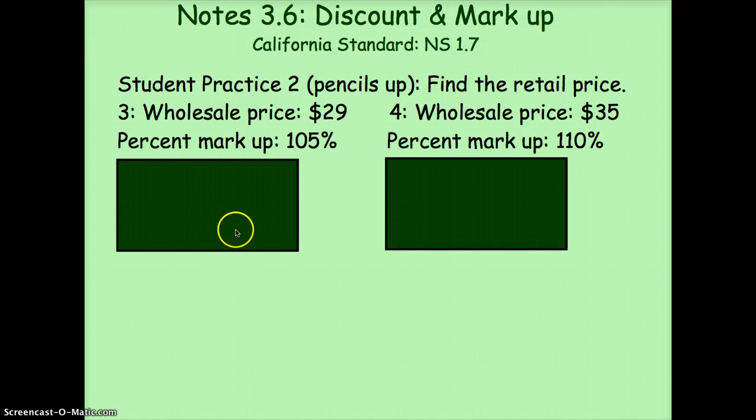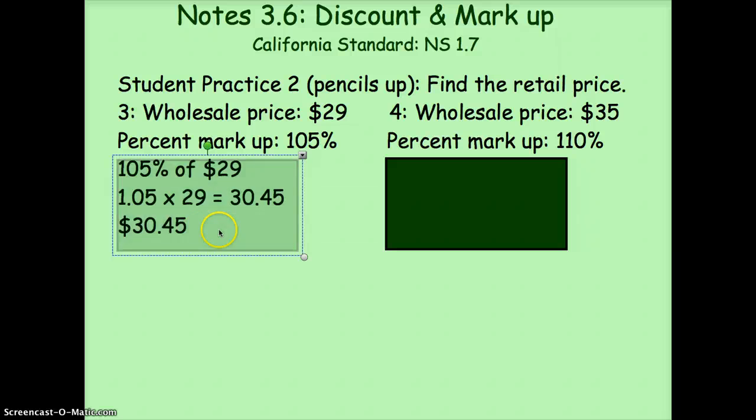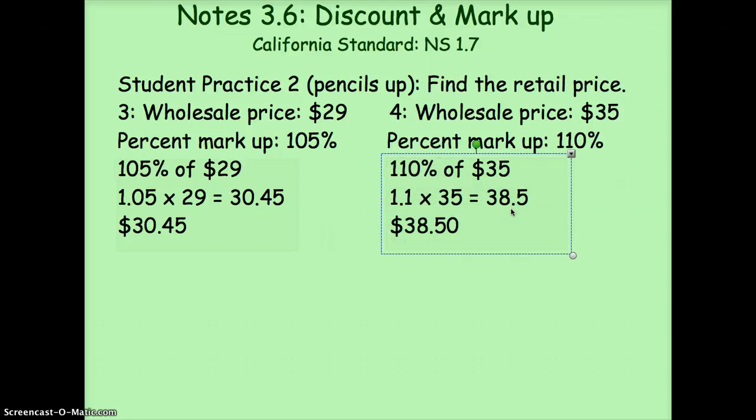Okay, welcome back. We're going to start by multiplying 29 times 105%, which we're going to turn into a decimal, 1.05. And I end up with 30.45, which of course is $30.45. Problem number 4, I've got $35 and the percent markup is 110%. Turn it into a decimal and multiply. And I end up with $38.50. Notice I had to add a zero on here as well so that my money lined up.